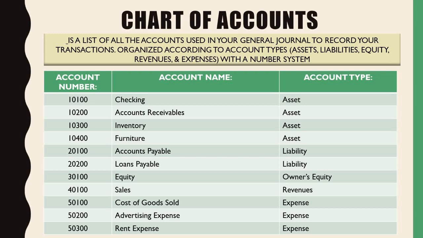So we were talking about building a list of accounts. Typically, this is what a chart of accounts will look like. It will be in order based on account type. That means all your assets are going to go first, then your liabilities, then your equity, then your income, and then your expenses. Okay?